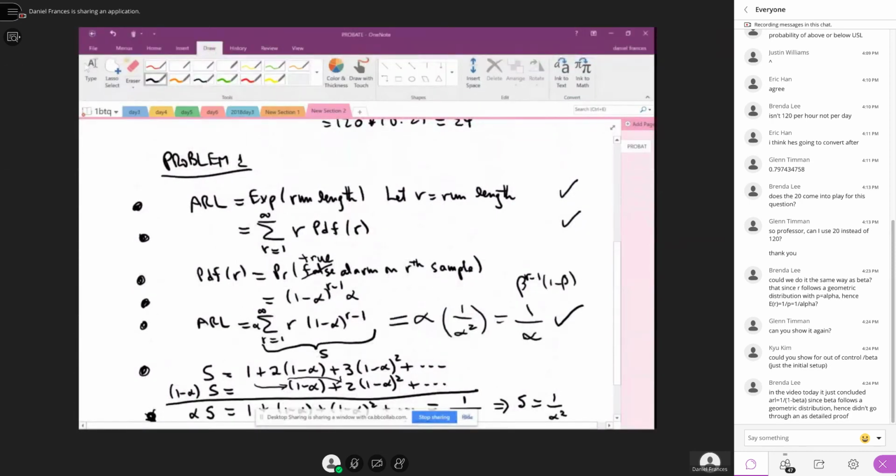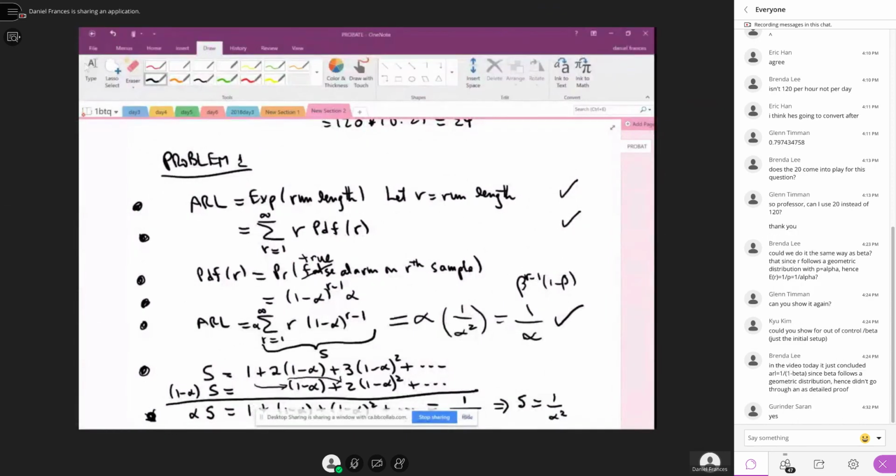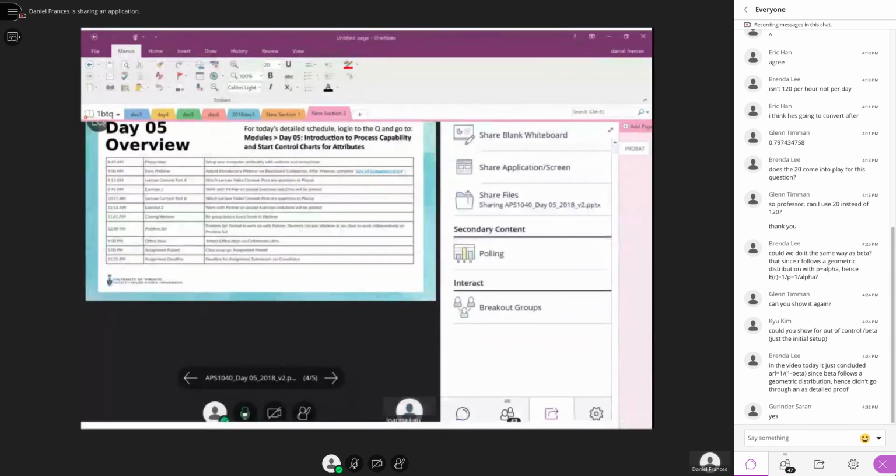Yes? And then you do the same thing. You replace that in there. You call that S. That's the initial setup. I hope I've done the initial setup anyway. Could you show part of control beta, just the initial setup? I did that. In the video today, it just concluded ARL 1 over 1 minus beta, since beta falls to geometric distribution, and didn't go through the detailed proof.